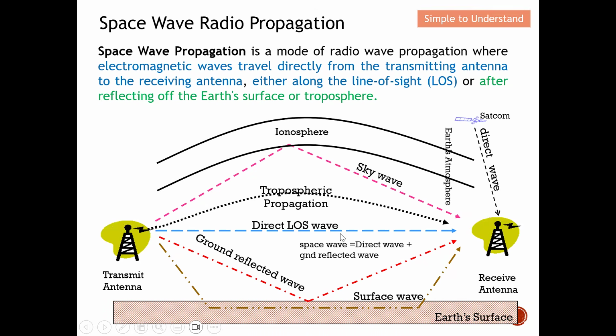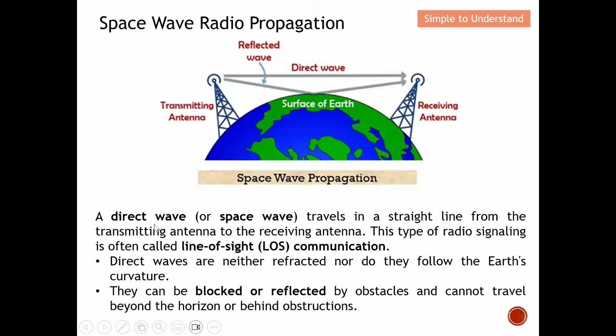Let's continue. A direct wave or space wave travels in a straight line from the transmitting antenna to the receiving antenna. This is what I mentioned earlier. From this diagram, you can see that this is line of sight, which means that the transmitter antenna and the receiver antenna can look at each other. Nothing blocks them. This is what we call the direct wave. This type of radio signaling is often called line of sight communication.